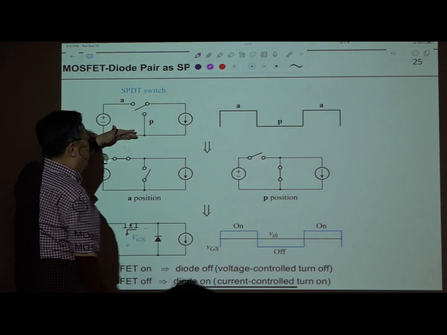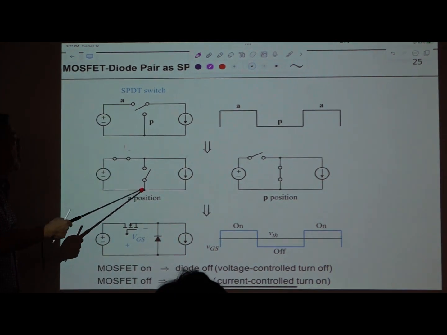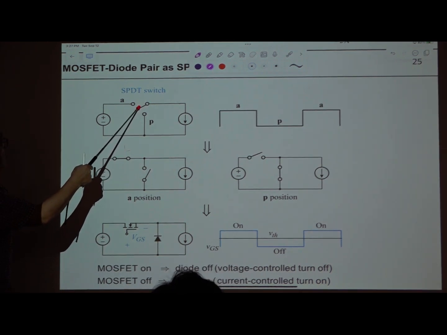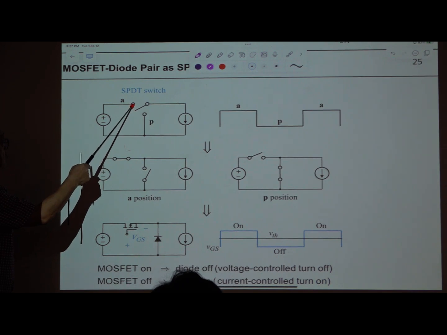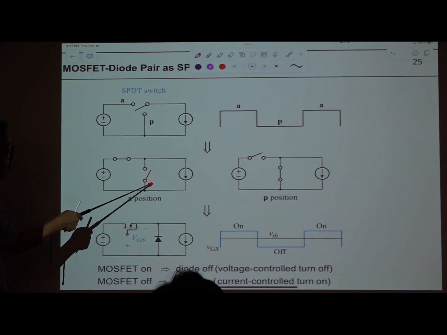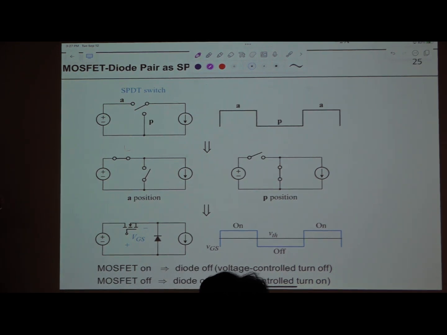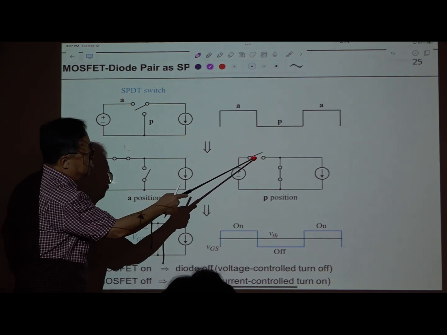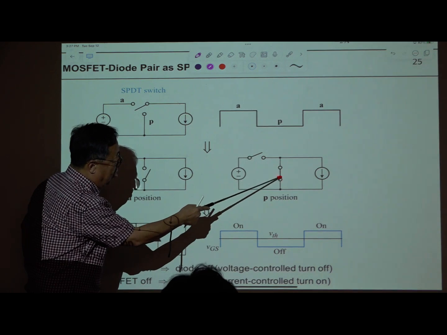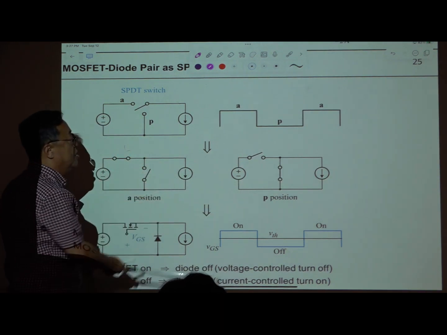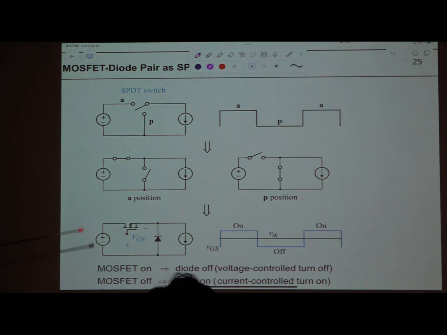So then this is replaced by two switches. One switch is here, another switch is here. This one is turned on, connected. So when this pole is at the A position, it is connected through A like this, and the other is turned off. And when this pole is at the P position, this switch is turned off, opened, and the other is closed, like this. Okay, so this is the same thing, the same functional diagram. And this shows how to implement this SPDT switch with a pair of MOSFET and diode. Okay, very simple.